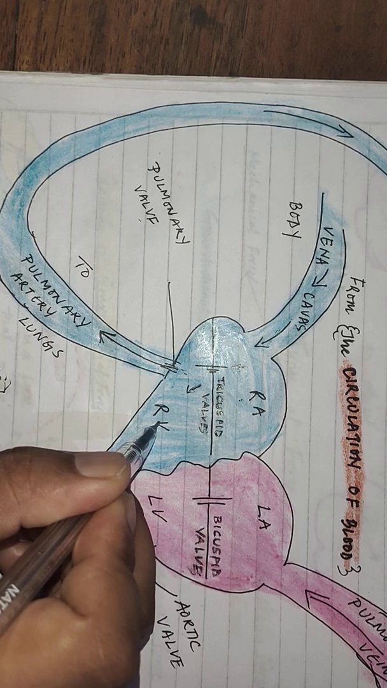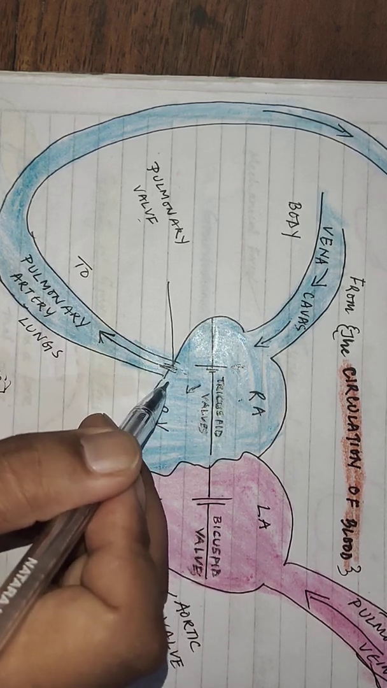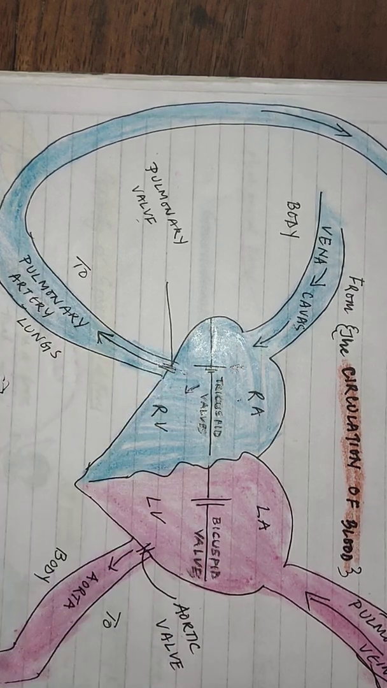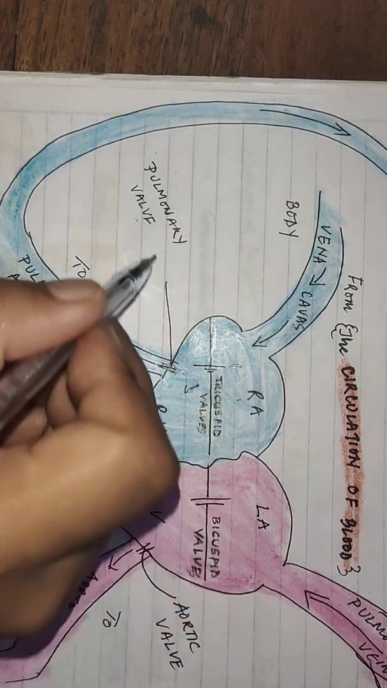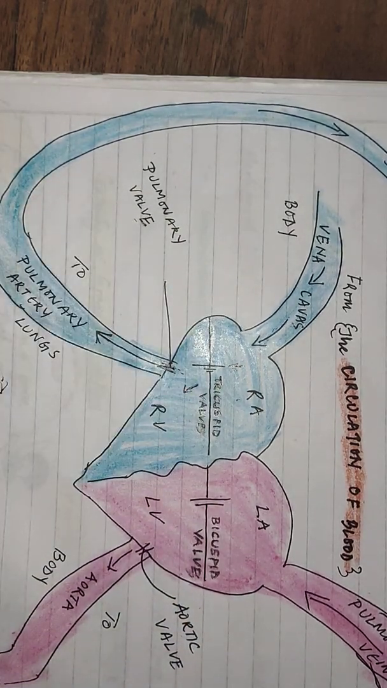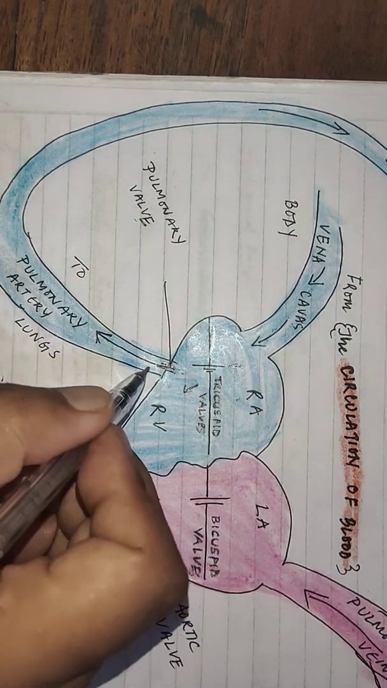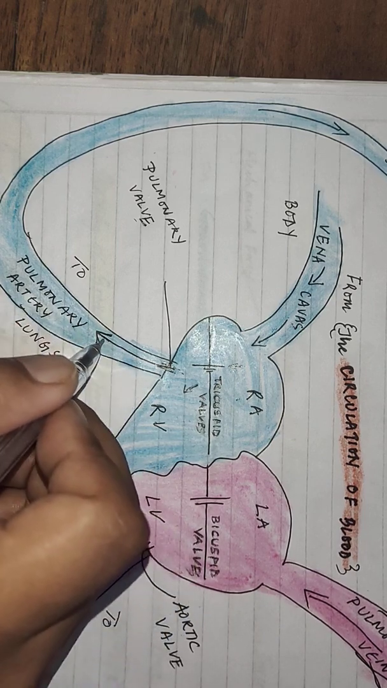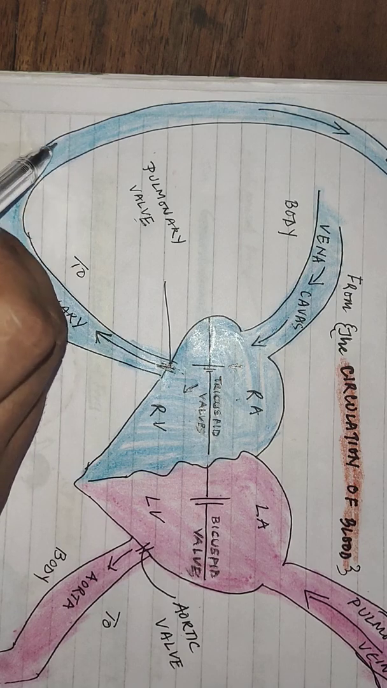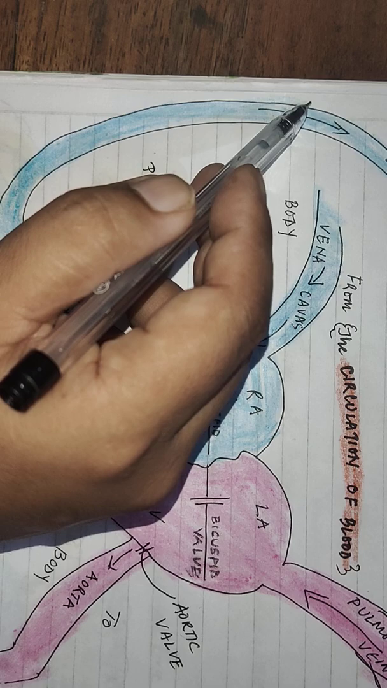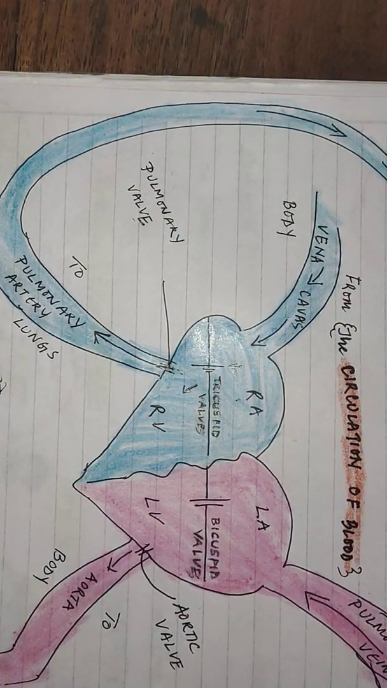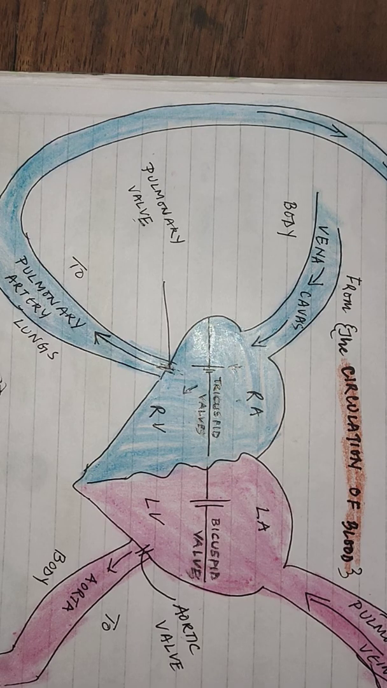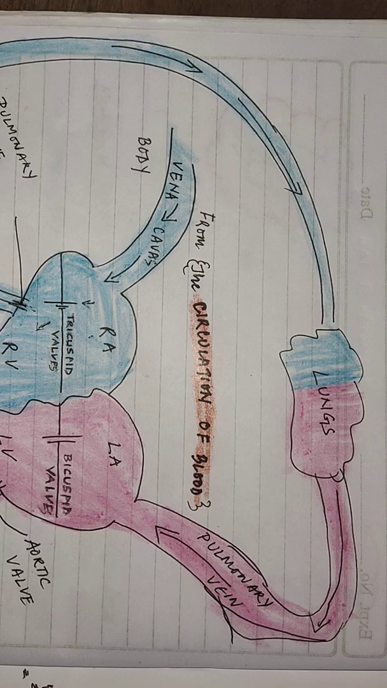From the right ventricle, the deoxygenated blood is picked up by the pulmonary artery. Just like the valve over here, there is also a valve known as the pulmonary valve. The pulmonary artery moves this deoxygenated blood to the lungs for oxygenation.